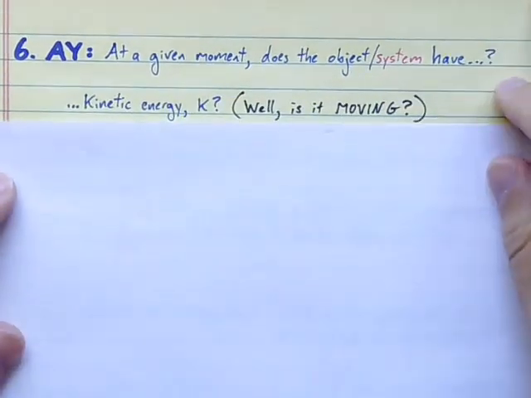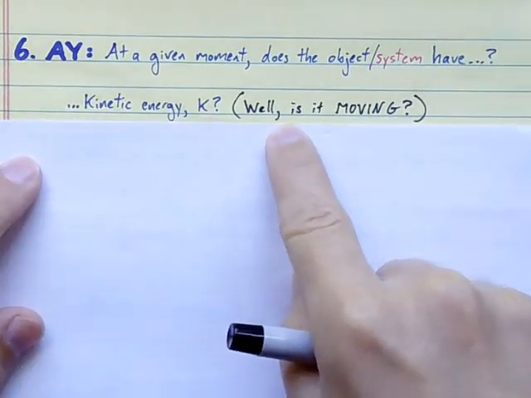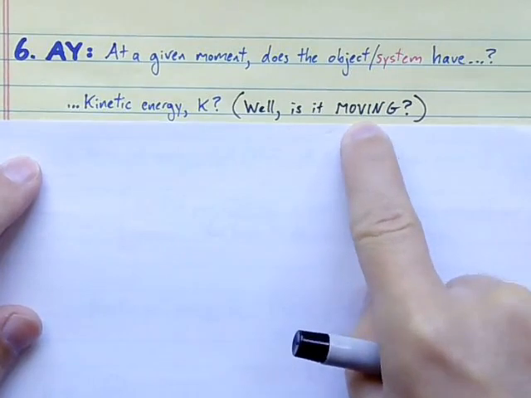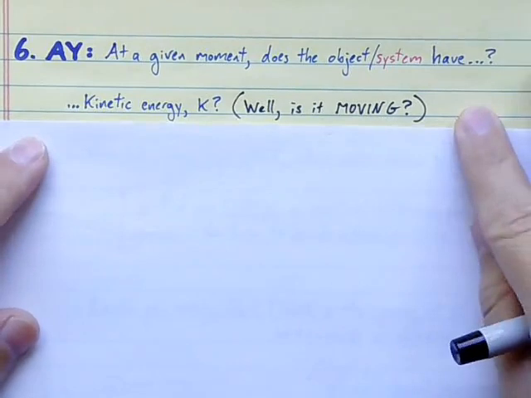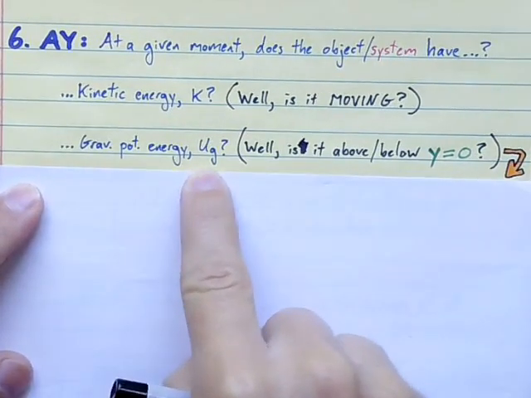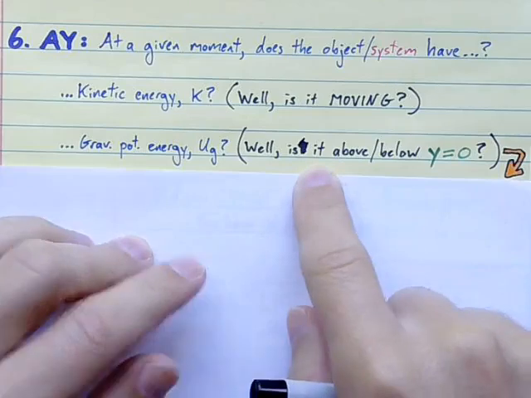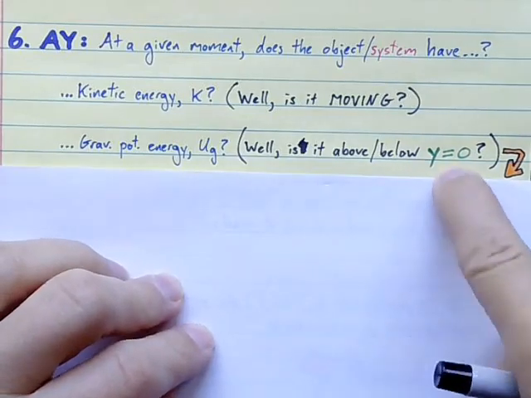So at a given moment, ask yourself, does the object or system actually have each of these forms of energy? Does it have kinetic energy at that moment? Well, simply ask yourself, is it moving? Is the object moving at that moment? Are any of the objects moving? If they are, then yes, there's kinetic energy. Does the system actually have gravitational potential energy at that moment? Well, ask yourself, is the object above or below your y equals 0 reference point?